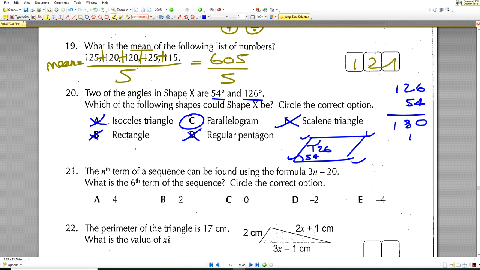The nth term of a sequence can be found using the formula 3n minus 20. What is the sixth term? The number 6 goes into n. So 3 times 6 is 18, and then you minus the 20. 18 minus 20 gives you minus 2.